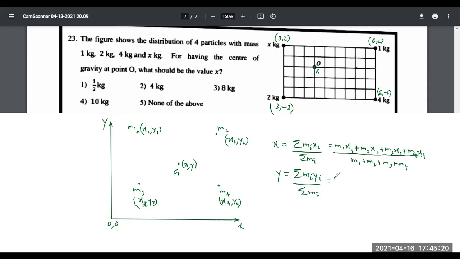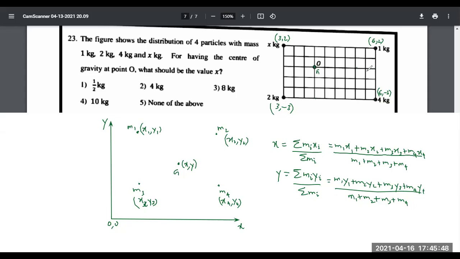So this is m1 into y1 plus m2 into y2 plus m3 into y3 plus m4 into y4 divided by m1 plus m2 plus m3 plus m4. Now this was not taught to you obviously, and it's not there in the advanced level syllabus. So here, this is the center of gravity. When you take moment about center of gravity, the resultant moment must be 0.